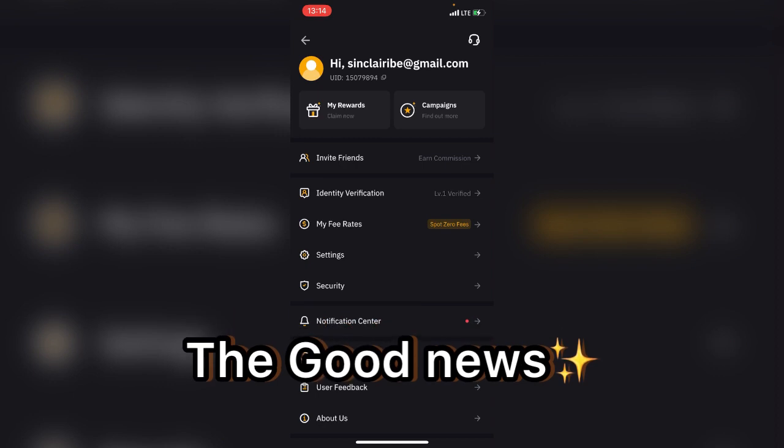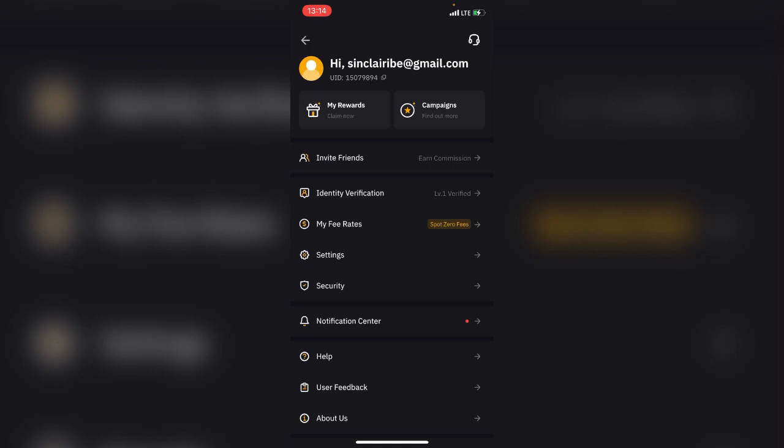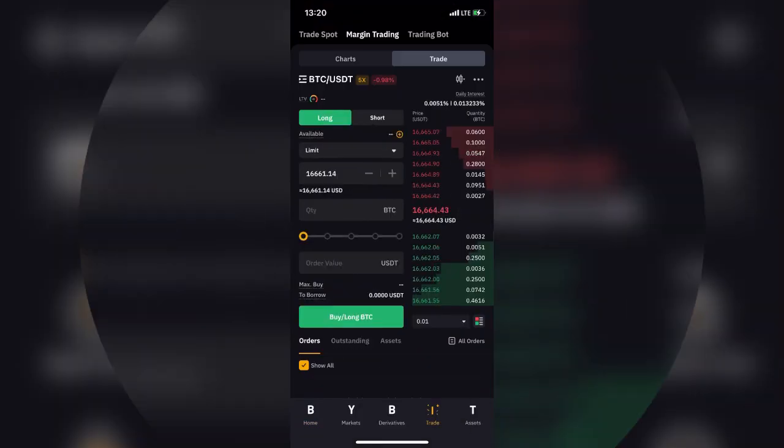So now, when you just create an account on Bybit and you make an initial deposit of $200, they are going to be giving you $25. Isn't that amazing? $25 deposit bonus that you can be using to trade. I know most of our traders in the house will understand what I'm talking about.